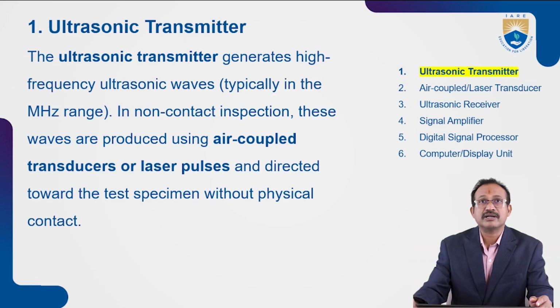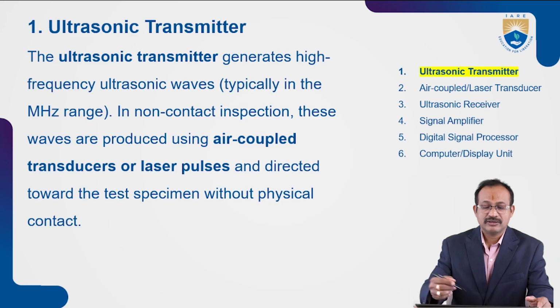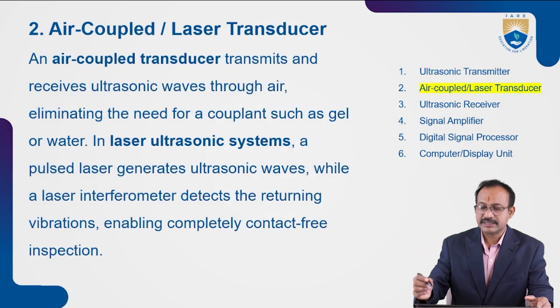So what does the ultrasonic transmitter do? It generates high frequency ultrasonic waves, some 20 kilohertz to several megahertz. In non-contact inspection, these waves are produced using air-coupled transducers or laser pulses, and directed toward the test specimen without physical contact.